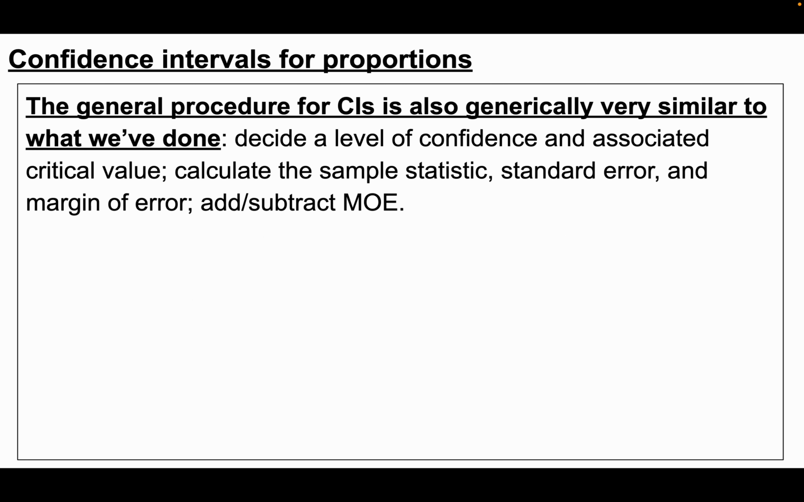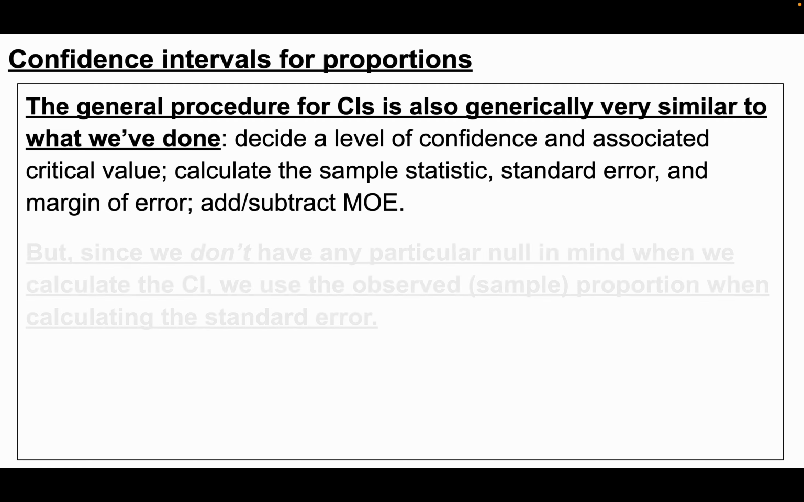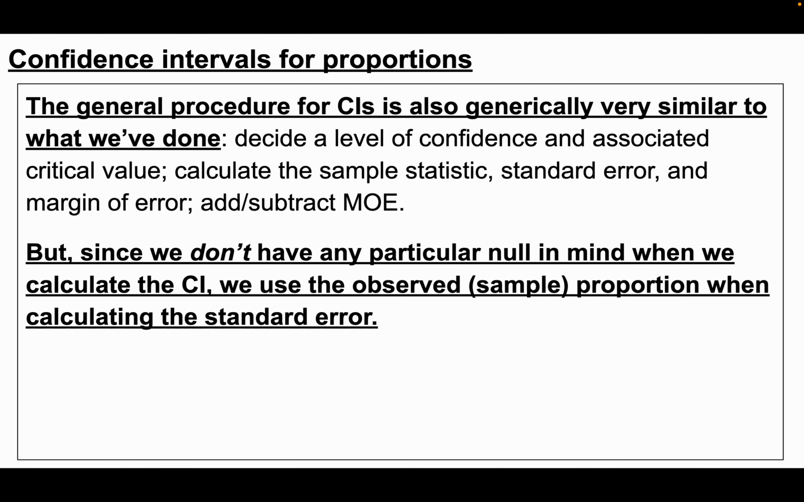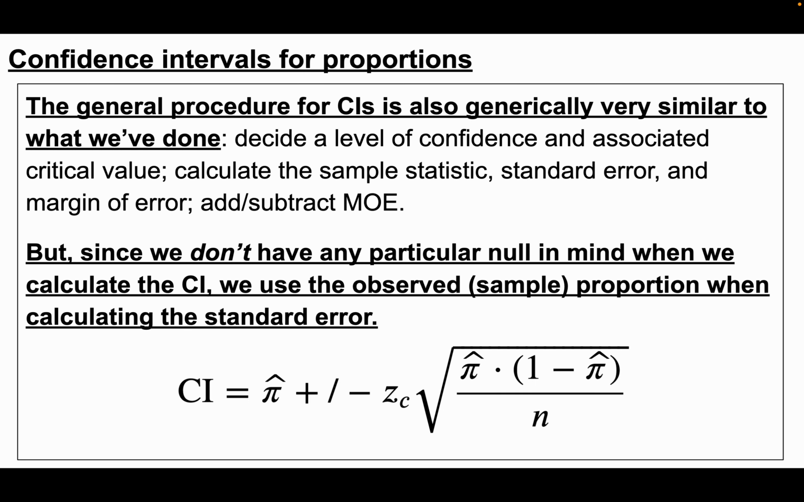Confidence intervals are also generically very similar. We decide a level of confidence and an associated critical value. We calculate the sample statistic, the standard error, and the margin of error. Then we add and subtract the margin of error. But since we don't have any particular null in mind when we calculate the CI, it can be used to test values, but that's not its primary purpose, and it's not required in the way that it's required with the hypothesis test. We're just going to use the observed or sample proportion when calculating the standard error.